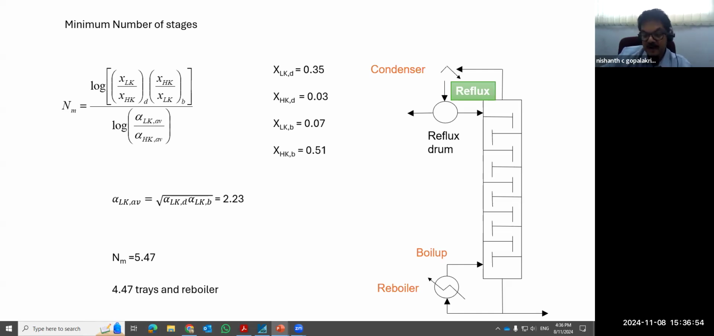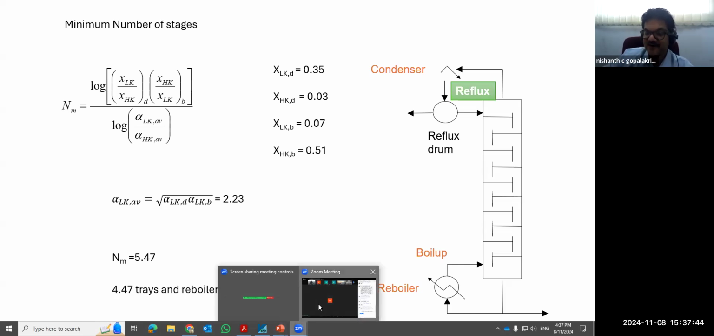Now, before I stop today, there is one question from my side, and you answer and we'll be done. Okay. So the question is like this. Here I estimated the number of stages to be 5.47, which means 4.47 trays and a reboiler. Now, this 4.47 is trays, but we cannot put 4.47 trays, right? We can either put 4 trays or we can put 5 trays. Agree? Because we cannot put a half tray, right? So a tray means you cannot have a fraction. So in this case, what's the minimum number of stages? The minimum number of stages, is that 4 or 5 or 4.47 itself? What do you think? And what's the reason for that? You answer and we are done.